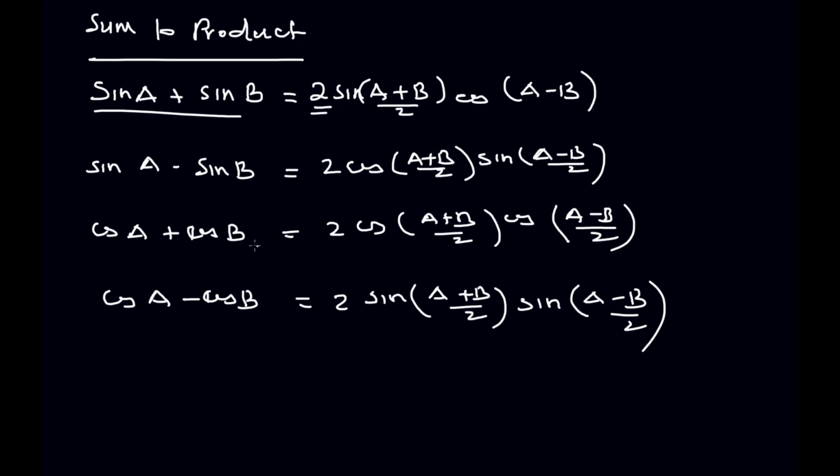The same thing will happen here. Notice it's cos, everything is cos here. Cos A plus cos B is equal to 2 cos of A plus B over 2 times cos of A minus B over 2. Then cos again here, it will be similar, sine and sine.